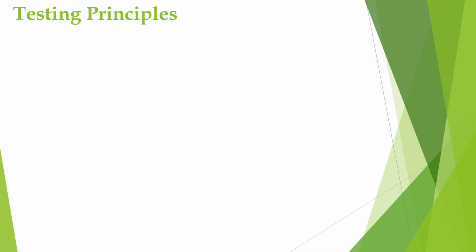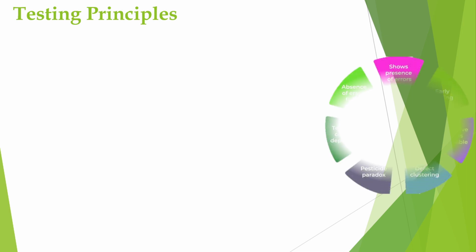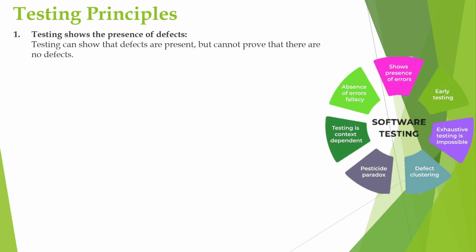First principle is testing shows the presence of defects. That means the testing can show that the defects are present, but it cannot prove that there are no defects in the application. The primary purpose of doing the testing is to identify the number of unknown defects or the bugs with the help of various methods and various testing techniques.